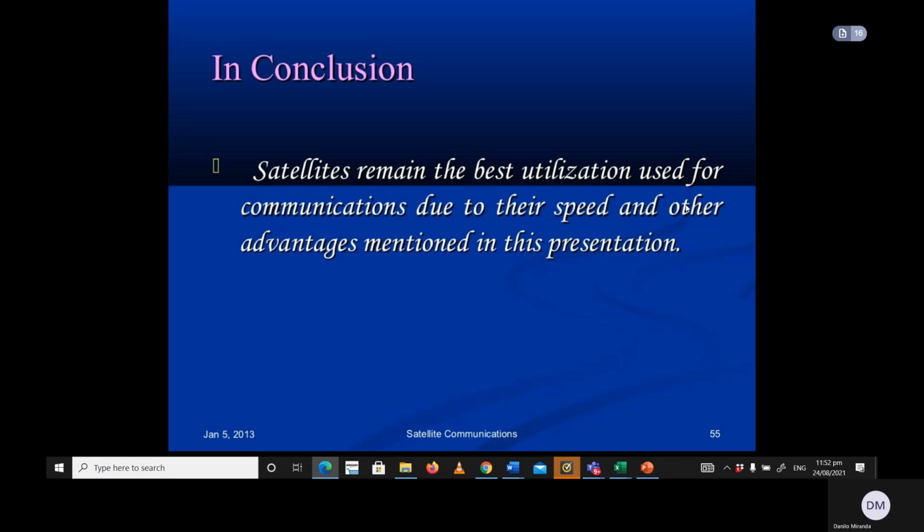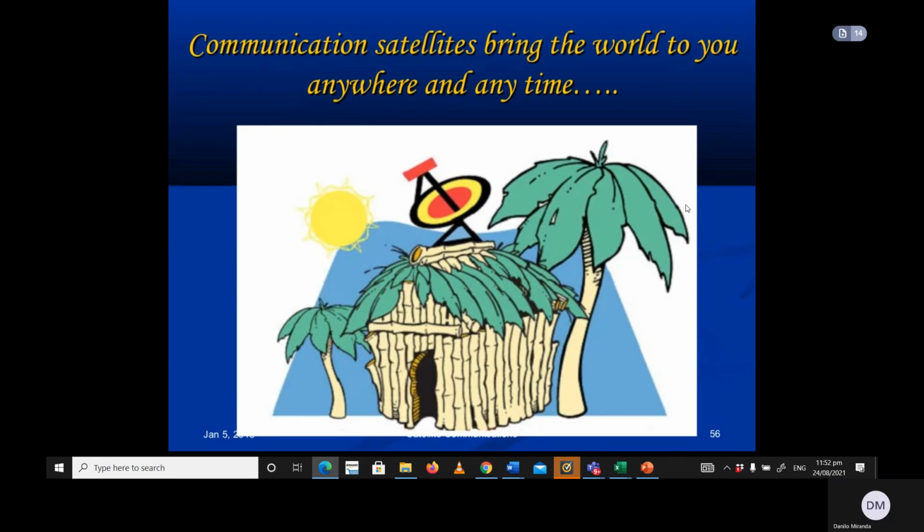Conclusion, satellite is the best utilization for communication because of the speed, advantages, and communication satellite brings the world to you anywhere, even in the jungle.